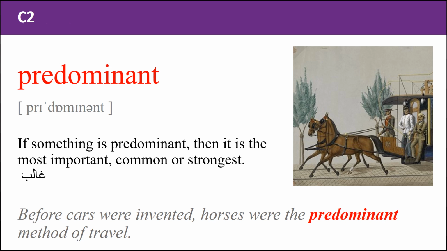Predominant. If something is predominant, then it is the most important, common, or strongest. Before cars were invented, horses were the predominant method of travel.